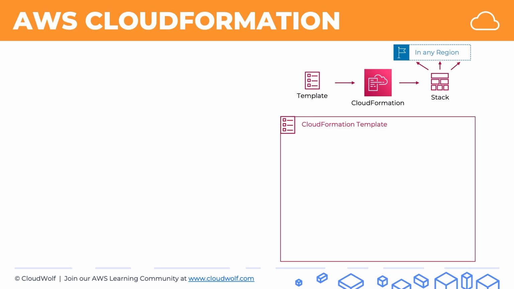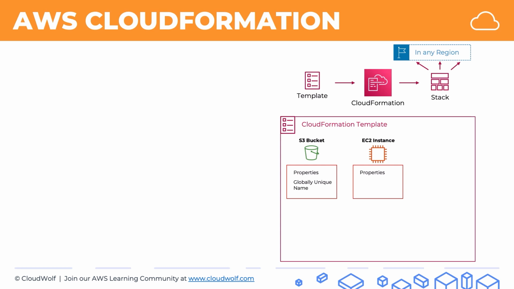Let's say we want to create an S3 bucket, an EC2 instance, and for that EC2 instance to have access to that S3 bucket. This is what the CloudFormation template would look like. We would have the S3 bucket, which would have some certain properties, which we would need to specify. Among them, there would be a globally unique name. Of course, this is important. We know that S3 buckets have globally unique names. Also, we would have the EC2 instance.